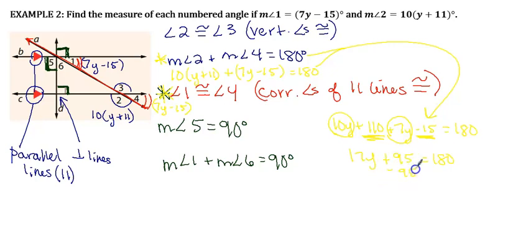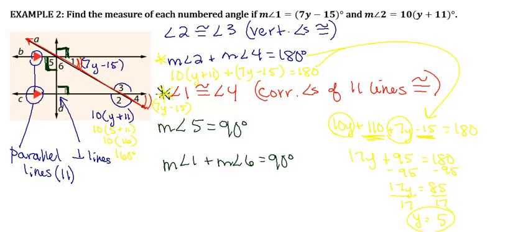Balance. So we're going to subtract 95. So 17y equals 85. Divide by 17 to isolate my variable. y is equal to 5. All right, once I know that, I've done all this work and I have all the pieces to plug it in. Okay, so if y is 5, then here we would do 10 times 5 plus 11. That's 10 times 16. So this is 160 degrees.